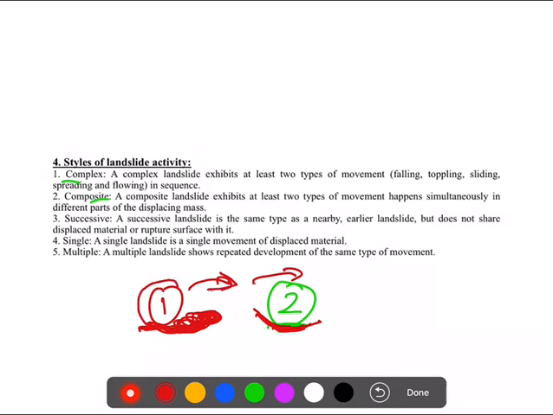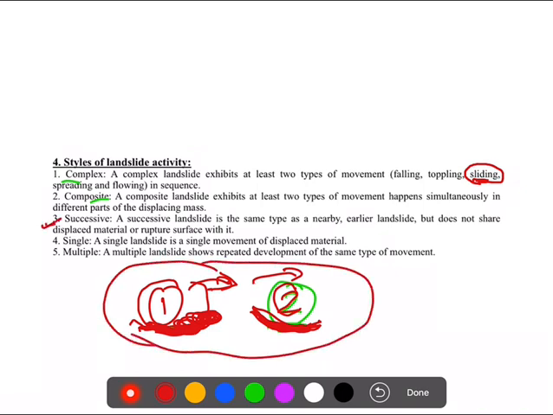Let's say in area 1 a slide type of landslide is taking place. Again in area 2 a slide type of landslide is taking place, but the surface of rupture of area 1 and the surface of rupture of area 2 are completely different, not the same, and the failed material is also not the same. That is what a successive landslide is: it takes place in successive sequence, with no sharing.